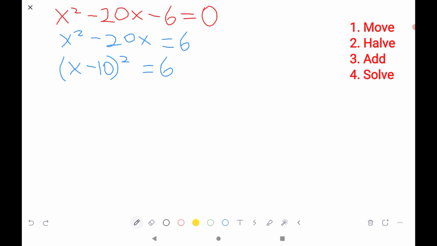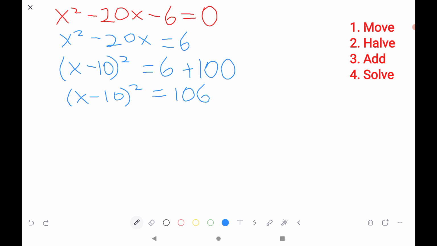And now we're ready to do step number 3, which is add. So we want to add in here a number, and that number is going to be this value squared. So 10 squared is just 100. So I just write plus 100. And now we can just do step number 4, which is solve. So again, I'm just going to simplify on the right-hand side. 6 plus 100 is 106.